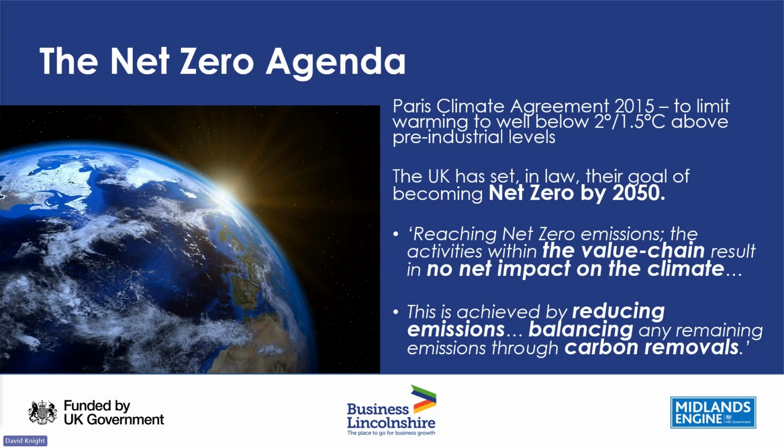Now, essentially what we're looking to do is make sure any of those activities result in no net impact on the climate. And we'll talk a bit about what we mean by net in a second. In order to achieve this, organizations must reduce their emissions as low as they can get them, and then balance any remaining residual emissions through carbon removals. And again, this is key wording when we talk about net zero: we're talking about carbon removals and not just standard offsets. And again, we'll talk a bit more about what that means in today's session.